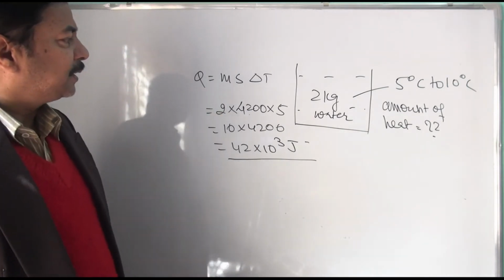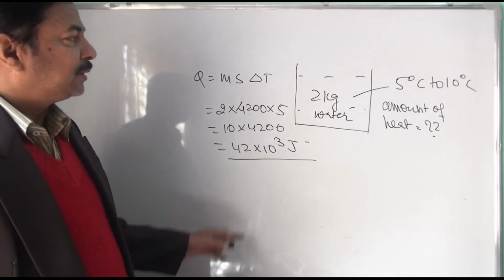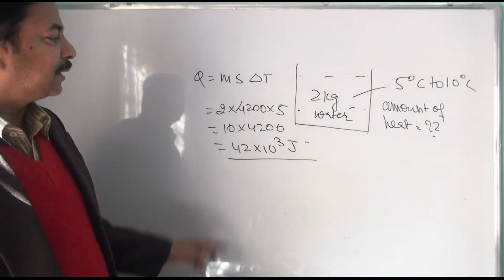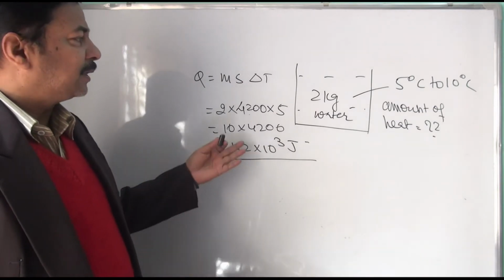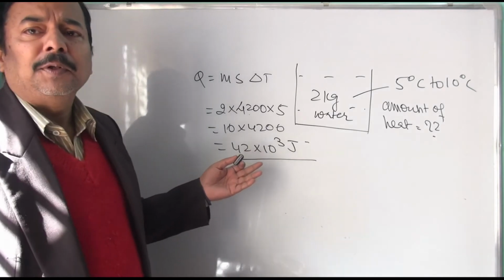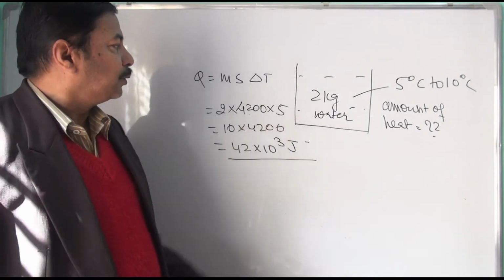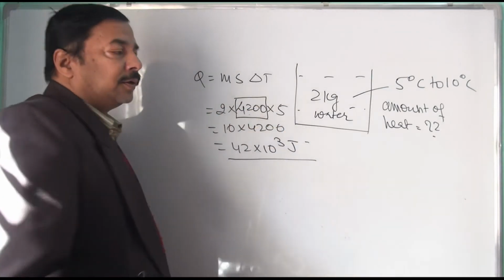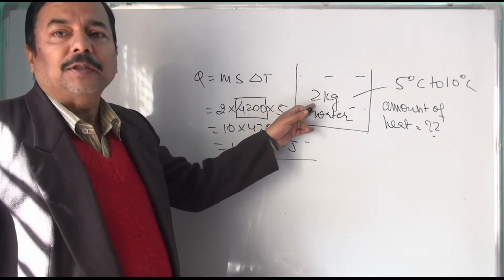So the amount of heat required to raise the temperature of 2 kilogram of water from 5 degrees centigrade to 10 degrees centigrade is 42 into 10 to the power 3 joule. This is a very simple question that will help you in building up the concept of how to use specific heat. Now this data you have to remember: 4200 joule per kilogram per degree centigrade is the specific heat of water, as I told you earlier.